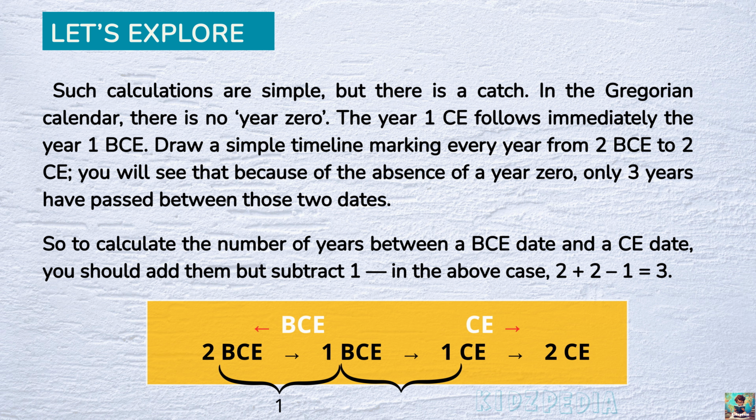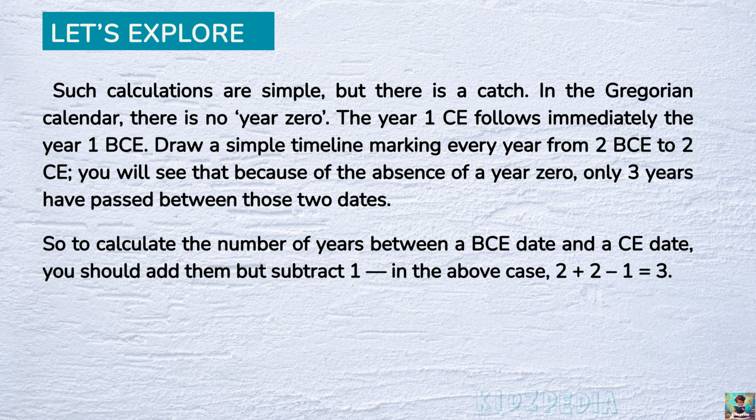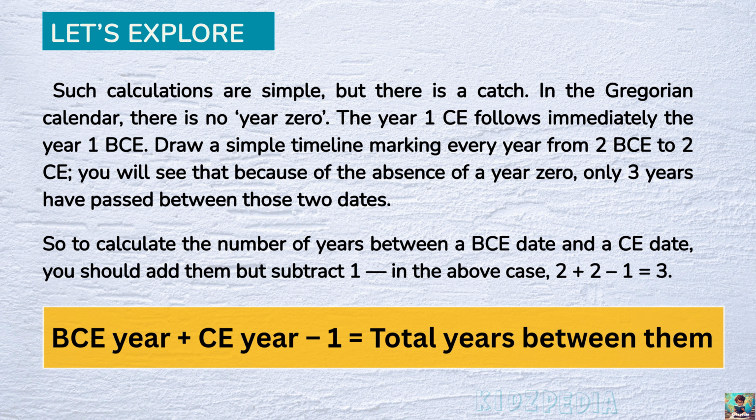From 1 BCE to 1 CE, 1 year. From 1 CE to 2 CE, 1 year. So, that's 3 years, not 4, because there is no 0 in between. So, when you calculate years between a BCE date and a CE date, always remember: BCE year plus CE year minus 1 equals total years between them. We add the 2 years, but we subtract 1 because of that missing year 0.